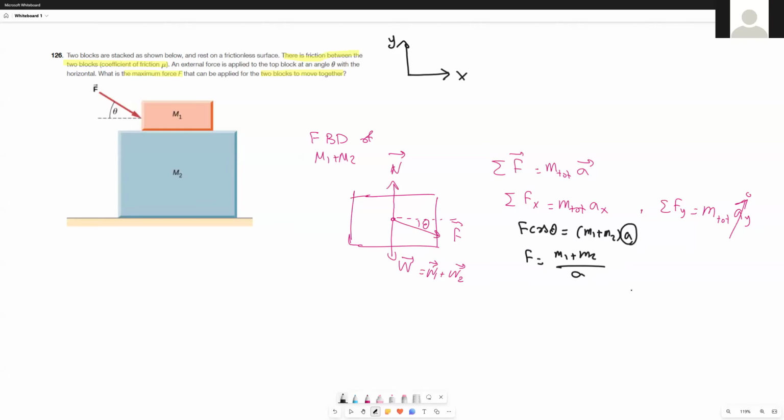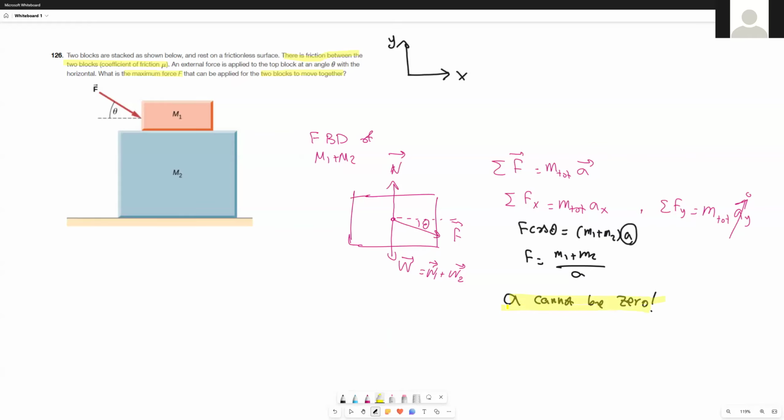Okay, now the other thing that this tells me is acceleration cannot be zero. It's impossible for acceleration to be zero. That, guys, is very important and it's easy to be overlooked. Acceleration cannot be zero here.